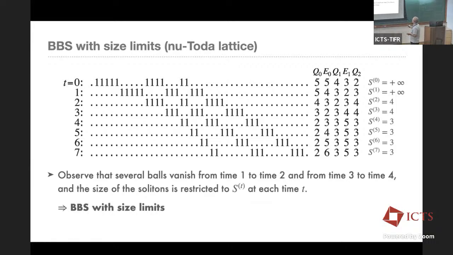So let's think about it. 10 balls. Is it? 1, 2, 3, 4, 5, 6. No, 10 balls. But in the initial binary sequence, the ones are 5, 4, 2, which means 11. So in this model, particle preservation doesn't hold. So the number of particles could be changed. In this case, it just reduced.